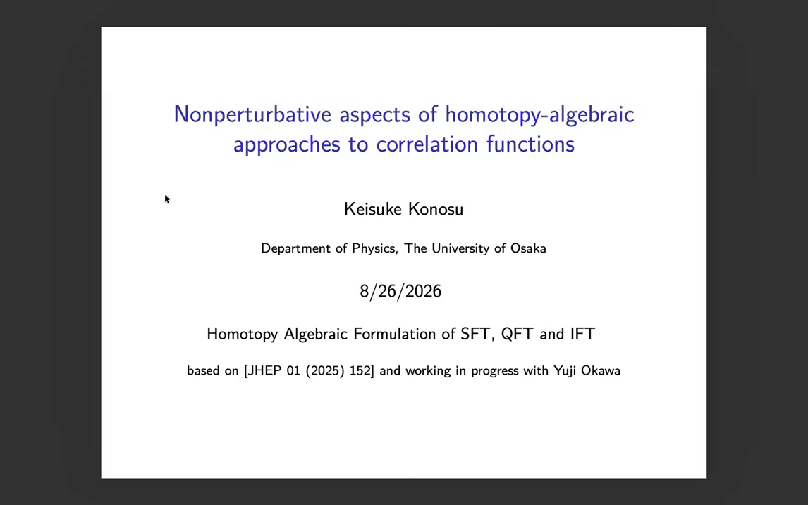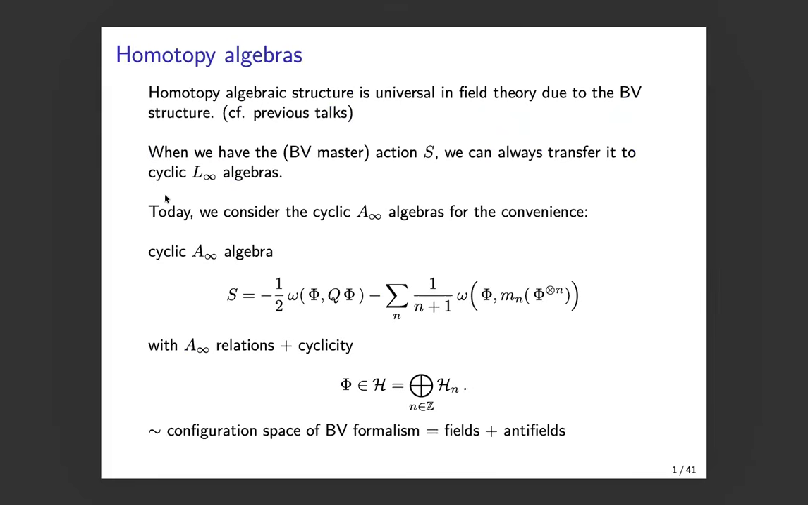So let's start. As in many wonderful talks, homotopy algebraic structure is universal in field theory due to the structure of the Batalin-Vilkovisky formalism. So when we have the BV structure, we can always transfer it to the L infinity algebra. But today we consider the cyclic L infinity algebra for convenience. This is the same reason as in Yuji's talk.